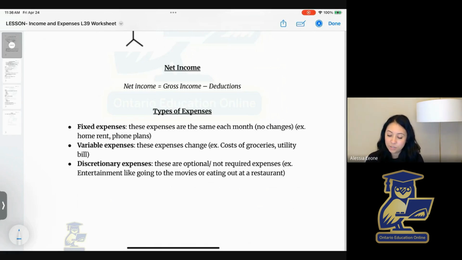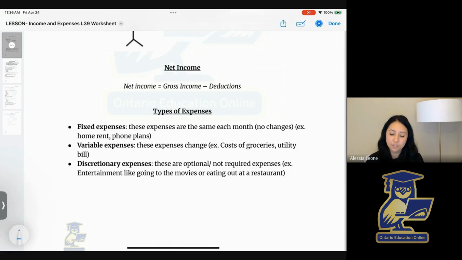Variable expenses change based on a lot of different things. So, for example, cost of groceries. Our grocery bill will be different every grocery trip because it depends on what we're buying. We could do one trip where we buy a bag of chips and we spend maybe $10, or we could do a big grocery trip, filling up our fridge, that's hundreds of dollars. So that's a variable expense.